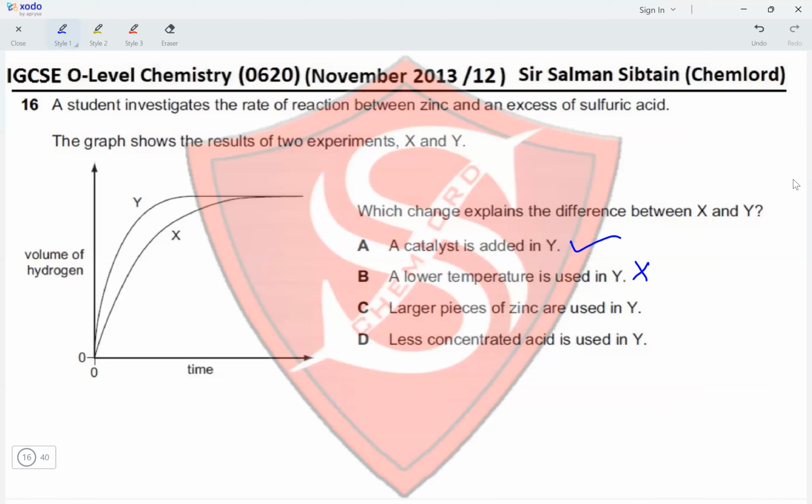Large pieces of zinc are used in Y. Again, it would be a slower reaction. So Y would be a curve below X. Less concentrated acid is used in Y, then the curve would be below X again. So the correct option for this question is option A.